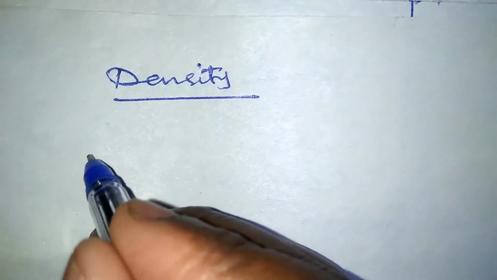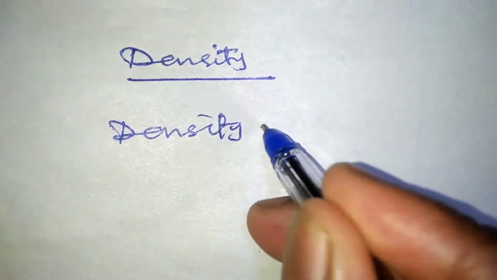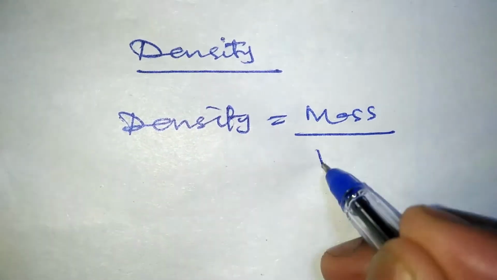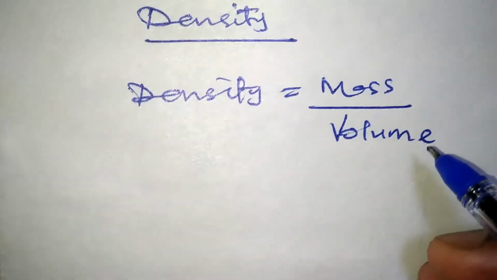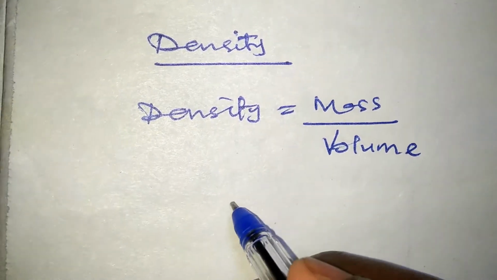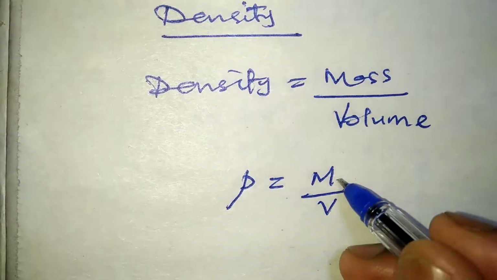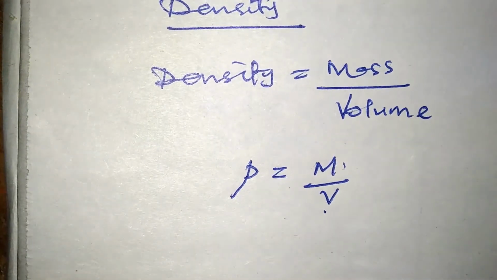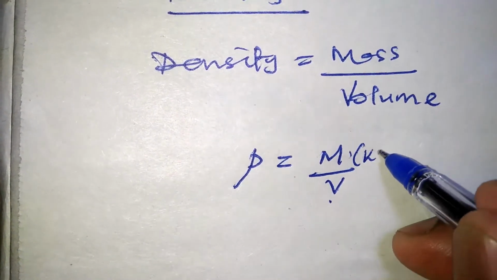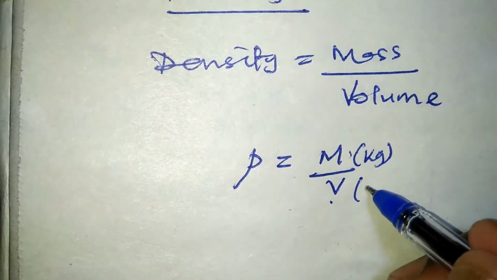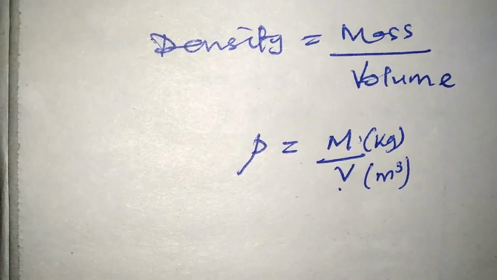Density is defined by a formula. Density is equal to mass divided by the volume of a given object. Now, what that means is that the density of an object, which is symbolized as rho, is given by m over v, where m is the mass and v is the volume of the object, and that m is usually measured in kilograms and v is measured in meters cubed, or grams and centimeters cubed.